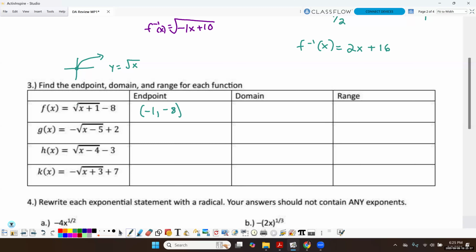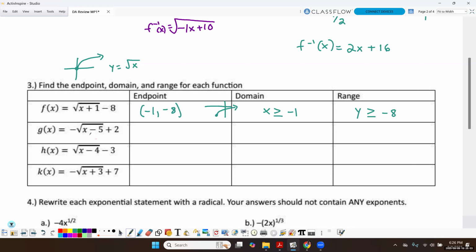Now, there's no negative sign in front here. So I now know that this graph, pretend this is left 1 and down 8, looks like this. That means I'm going to have a domain of x is greater than -1 and a range of y is greater than or equal to -8.